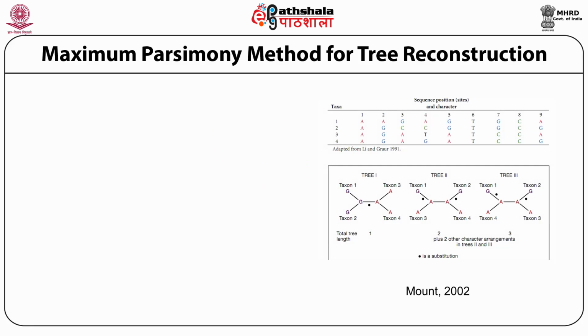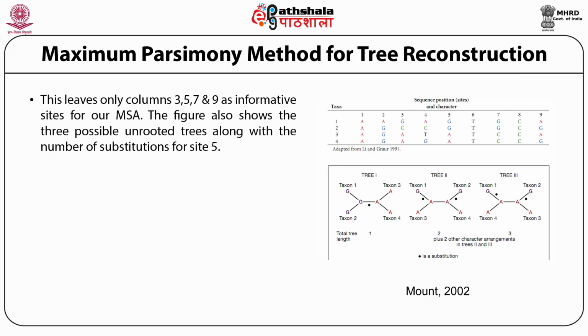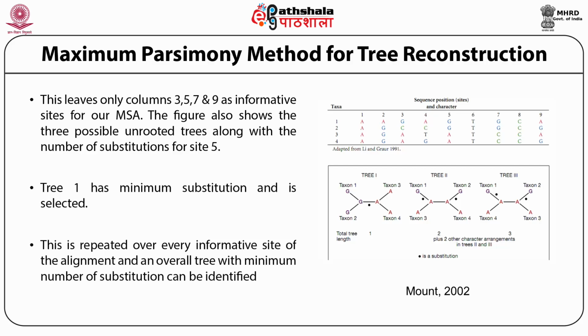Maximum parsimony method for tree reconstruction. For our particular example, which is used to demonstrate the maximum parsimony method, columns 3, 5, 7 and 9 are the informative sites for our MSA. The figure also shows the three possible unrooted trees along with the number of substitutions for site 5. Tree 1 has the minimum substitutions and is selected. This is repeated over every informative site of the alignment, and an overall tree with the minimum number of substitutions can be identified. This overall tree is called the maximum parsimony tree.